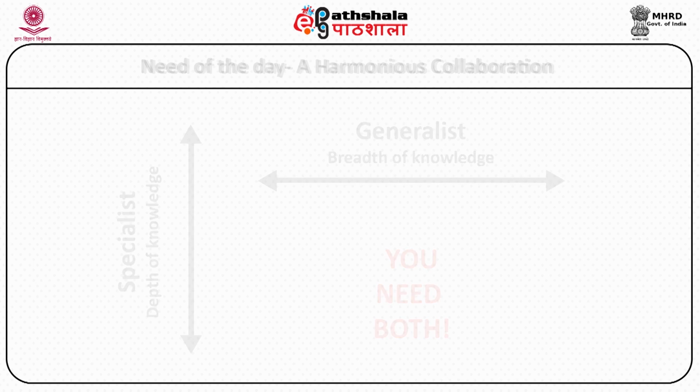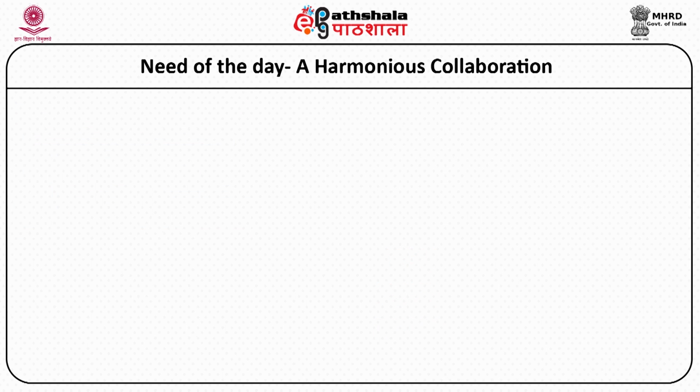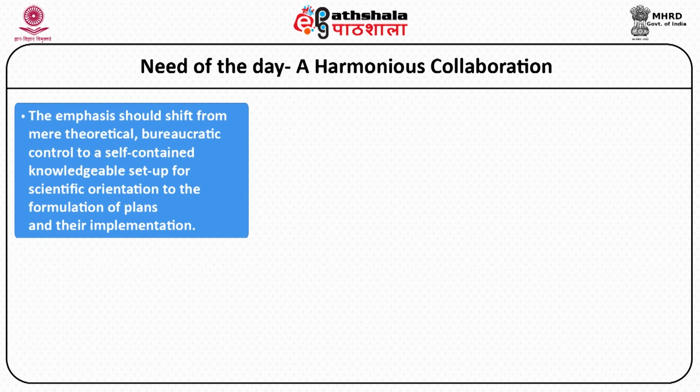So since we need a harmonious collaboration between journalists and specialists, the next question that comes up is how to have that harmonious collaboration. The first point is to leave that bureaucratic mindset of the colonial past, and to have more specialization in our policy making and policy implementation, so that better policies are made.